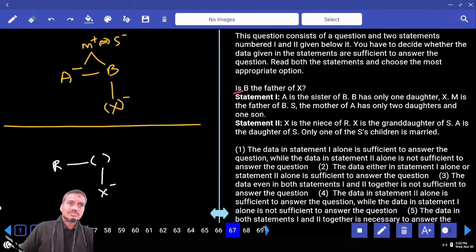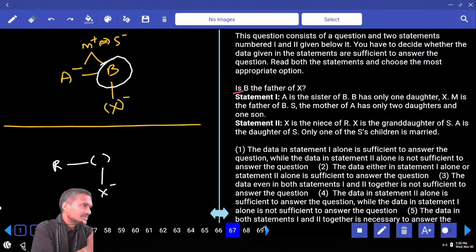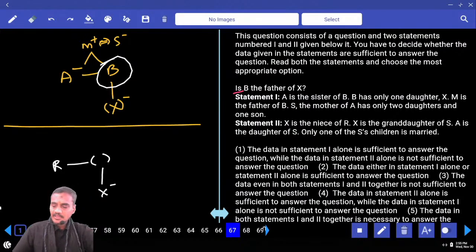And 2 alone is also not sufficient. By combining these two, the gender of B cannot be determined, isn't it? Hence, what is your answer? Even by combining these two, we cannot determine whether B is the father or not. Done with this? My pen. Let's change to the next.